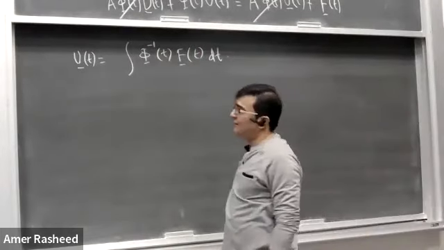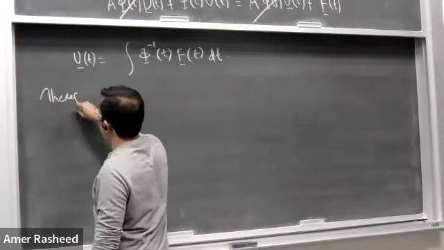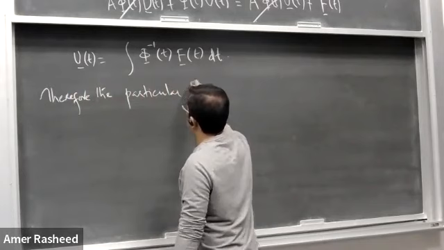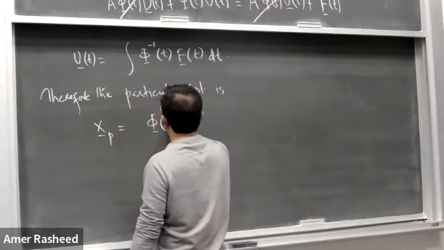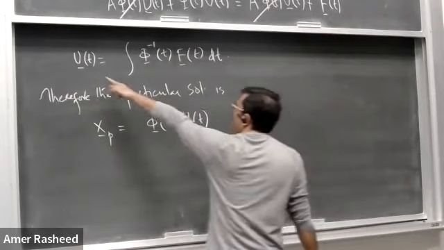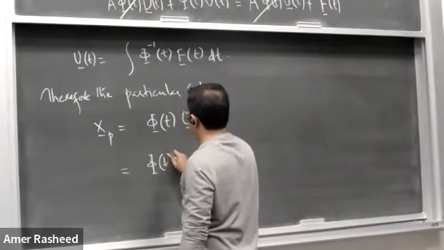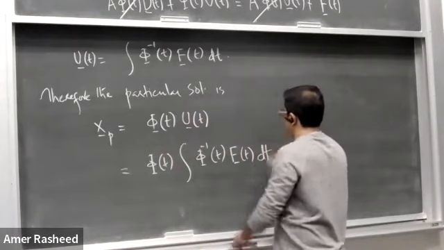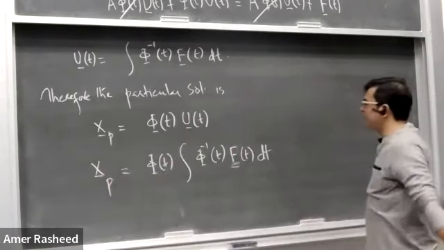What we had to find at the start was u of t. So we have our u of t, therefore the particular solution x_p is what? It is phi of t times u of t. We assumed that u is a vector of unknown functions. Now we have the value of these functions, so we can insert the value here: phi of t times the integral of phi inverse of t times f of t dt. Okay, so this is our x_p.